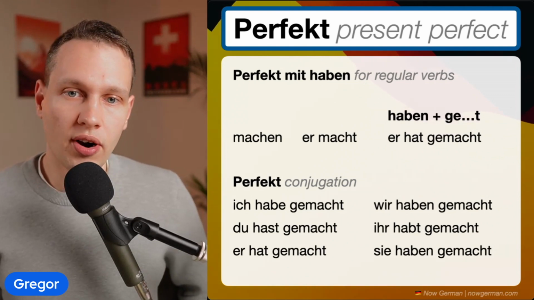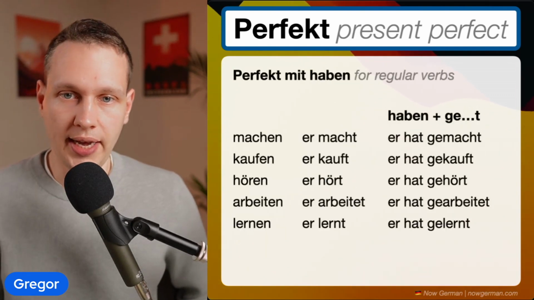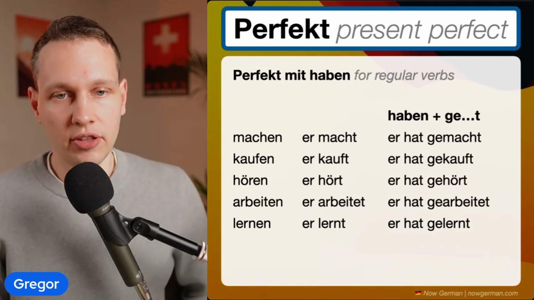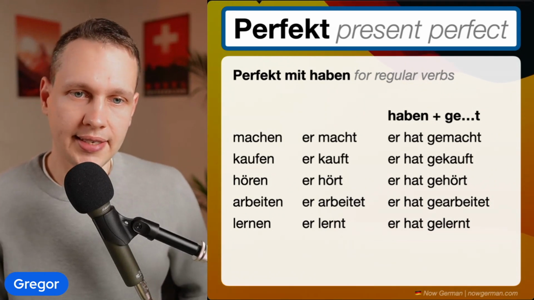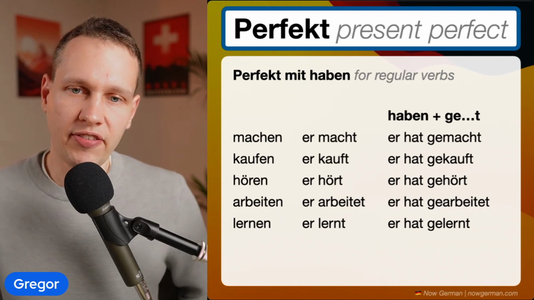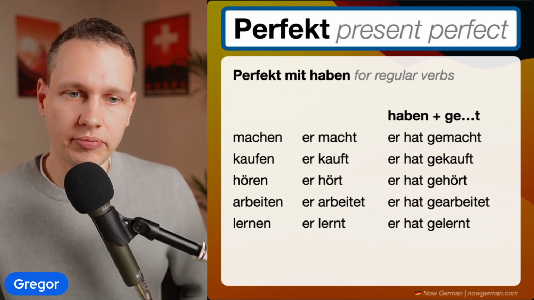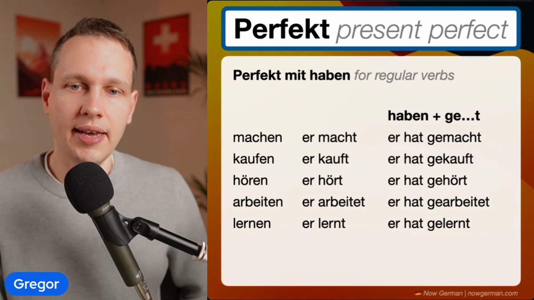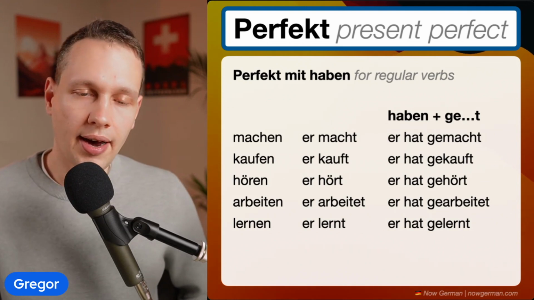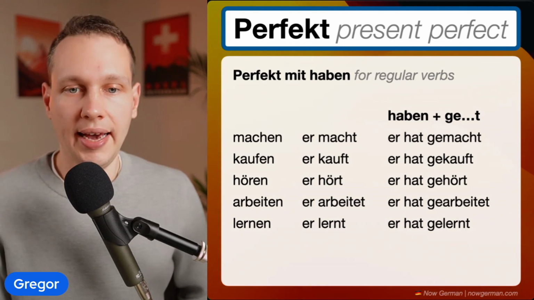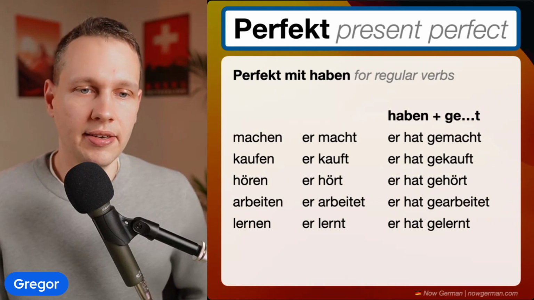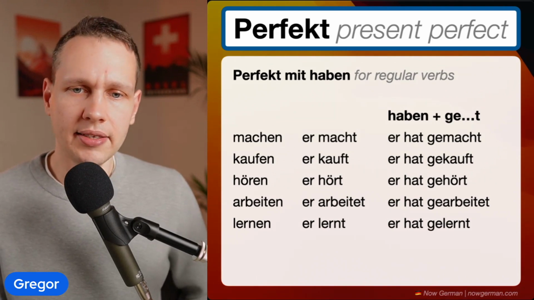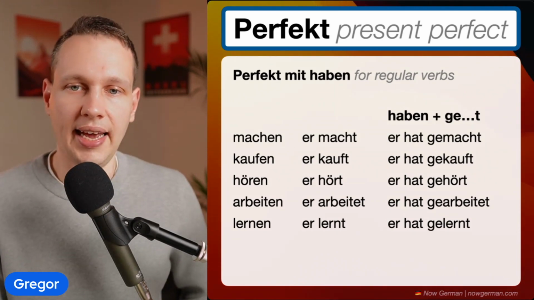And now let's look at a few more fully regular verbs that conjugate the same way in the perfect tense. So we have here kaufen, that means to buy. In the third person singular present tense, that is kauft. And then the perfect is hat gekauft. Hören means to hear or to listen, becomes hört and hat gehört. Arbeiten, to work, arbeitet, hat gearbeitet. And lernen, to learn or to study, becomes lernt and then hat gelernt.